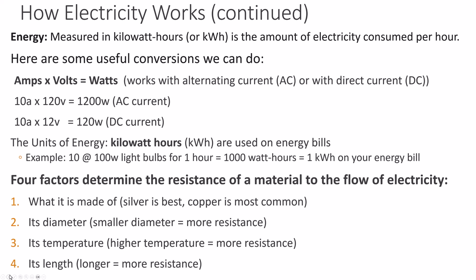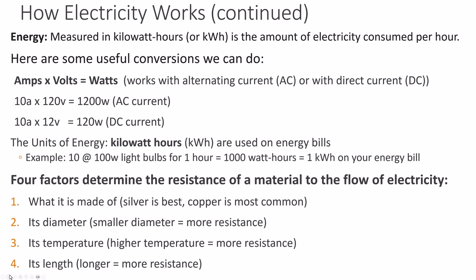Its diameter, the diameter of the wire: smaller diameter is going to have more resistance. It's not going to be able to carry as much electricity. Its temperature: if the wire heats up, it starts reducing its ability to conduct electricity, so there's more resistance. So as the wire heats up, there's more resistance, which causes the wire to heat up, so it gets worse and worse. So it's a spiral.